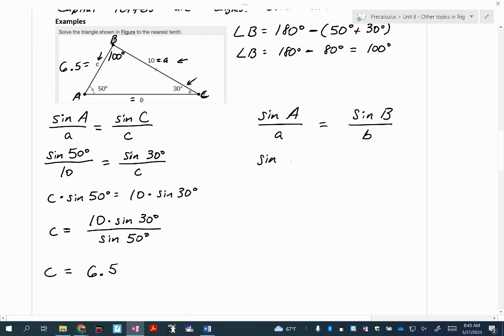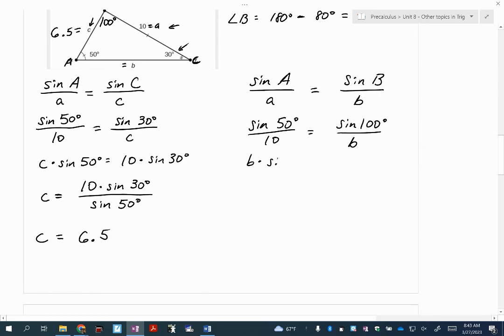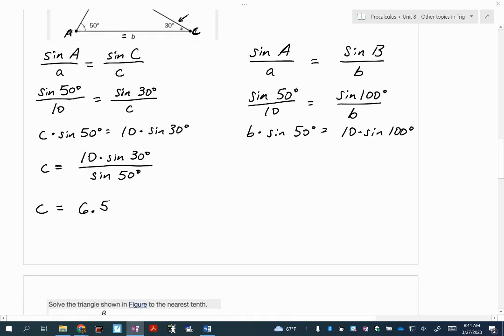So this is going to be the same. Sine of 50 degrees over 10 equals the sine of 100 degrees over B. Cross multiply. You're going to see the process is almost identical. We're just changing the numbers. So B is going to be equal to 10 times the sine of 100 degrees over the sine of 50 degrees. Again, we're going to round to the nearest tenth.